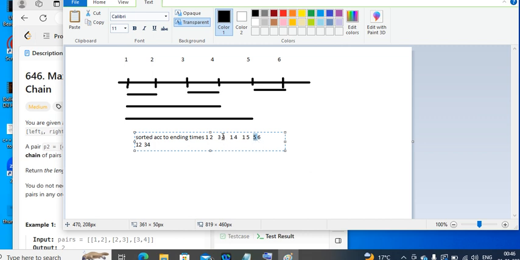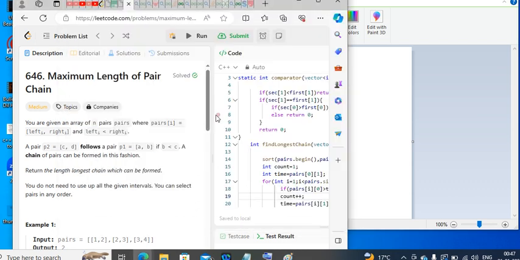I'm still standing at the same 4, right? Because this was the last element that was considered in the answer. So is this 5 more than the last ending time of the last considered answer? Yes, this 5 is more. So I would consider this 5 6. So my final answer would be length 3. That is going to be my final answer. That's exactly what we have considered here.